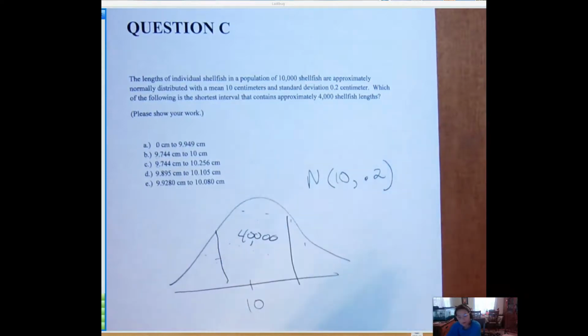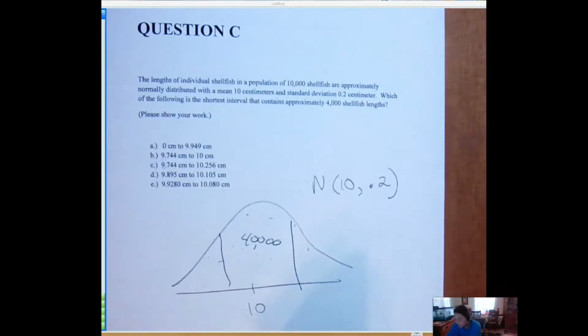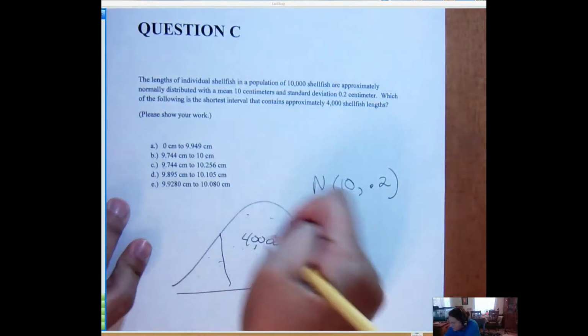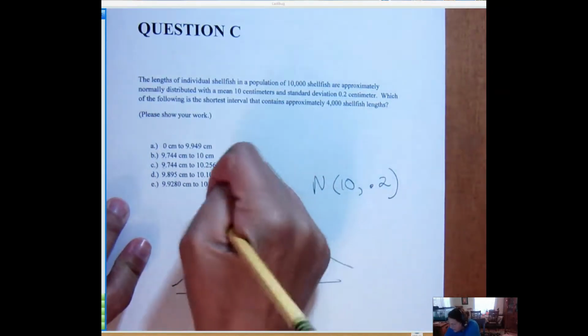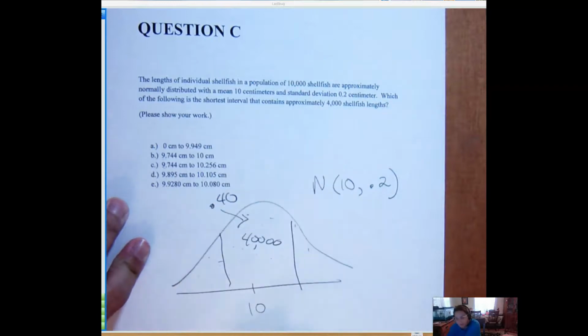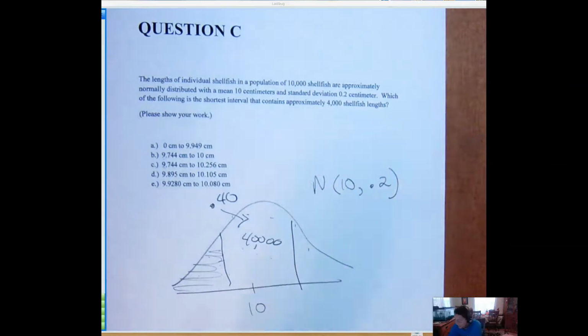Has to come from the middle for the shortest interval. If it's on the sides, then it would have a longer interval. So the shortest one would have to come from the middle. And if 40 out of 4,000, that's your 40%. If this is 40%, what does this have to be?